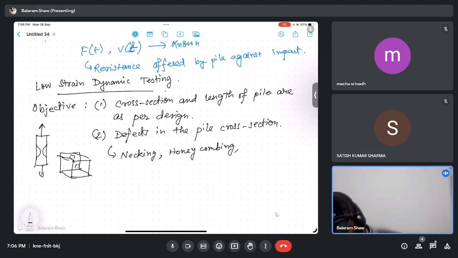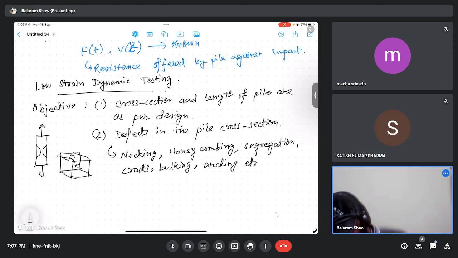Then there can be segregation while doing the concreting. Then there can be cracks, there can be bulking, then major voids, arching, etc. And this kind of defects we can easily detect from this kind of low strain dynamic testing.